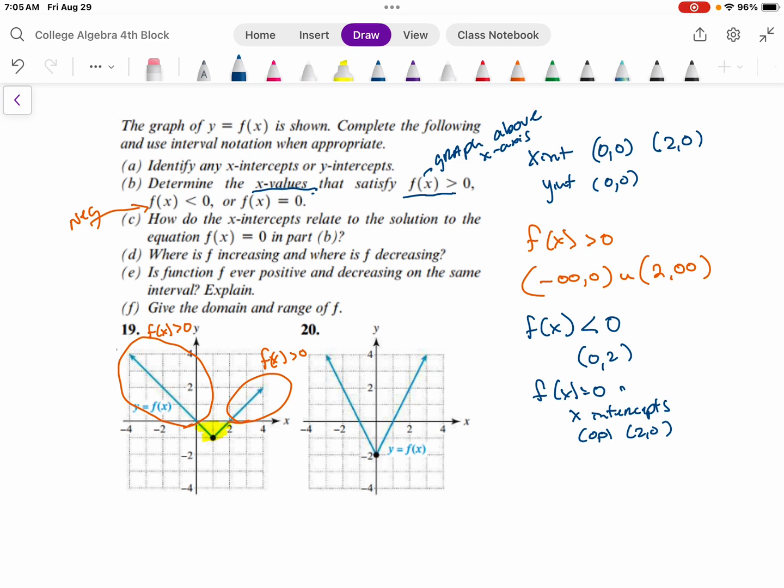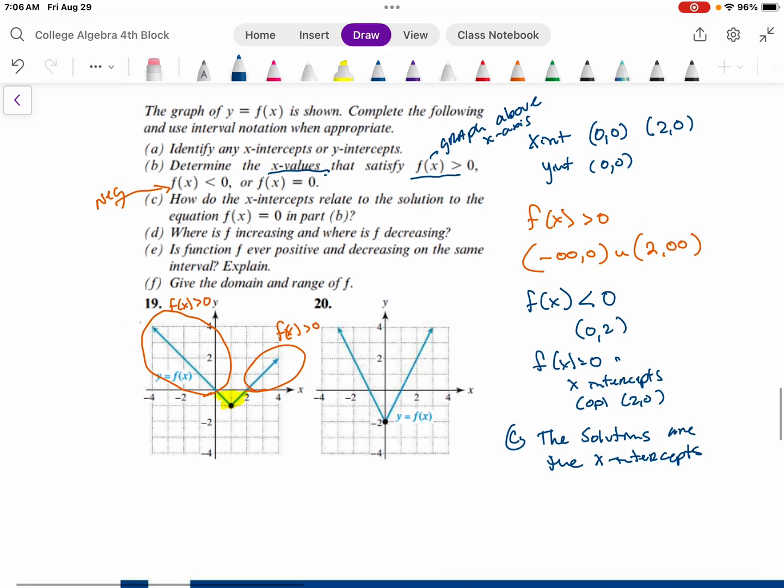How do the x-intercepts relate to the solutions of the equations in part B? They are the same. The solutions are the x-intercepts. And that's what we've tied before in other classes, that there are multiple ways to say the x-intercepts: their solutions, they're the zeros, and so forth.